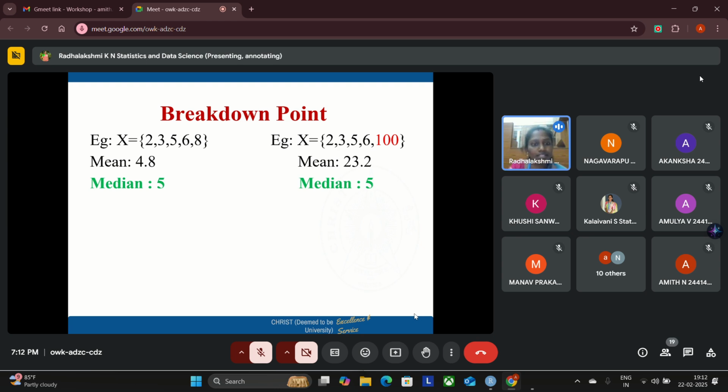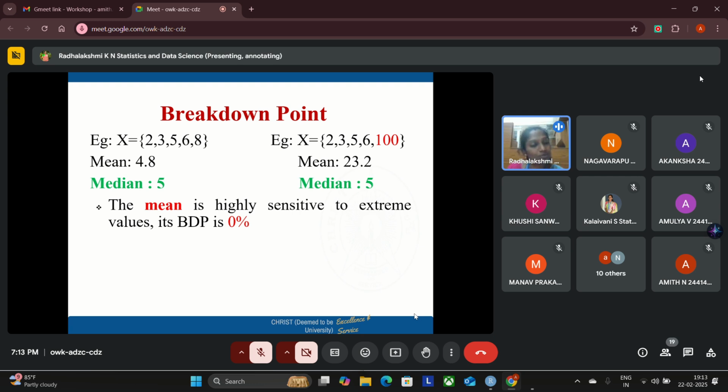It is very sensitive to extreme points. But whereas in the median, how will you find the median? First, arrange the points, and the middle value is called the median, right? So if 50% of the observations are contaminated, only then will your median value change. So the breakdown point of the median is 50%, whereas the breakdown point of the mean is 0%.